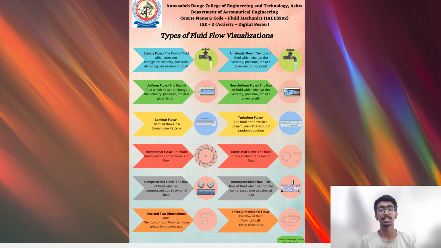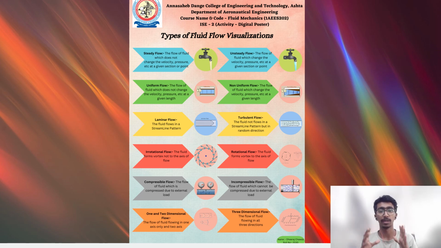Next up we have irrotational flow. The fluid flowing or the fluid forming a vortex does not rotate in the axis of the flow. Means a pipe is flowing, it does not rotate in the axis of the flow. It is known as irrotational flow. Vice versa to that, we have rotational flow. The fluid forming a vortex, like a tornado-like structure, flows in the axis of the flow. This was rotational flow.